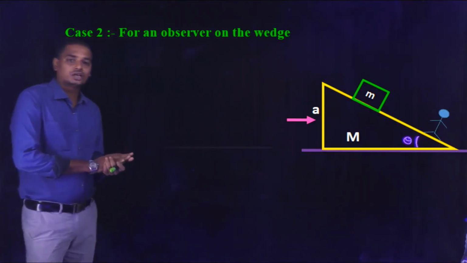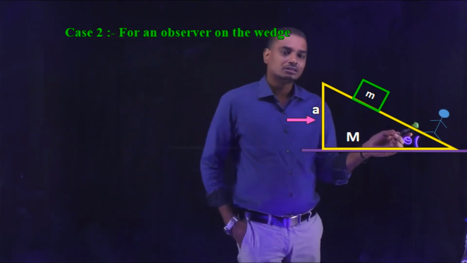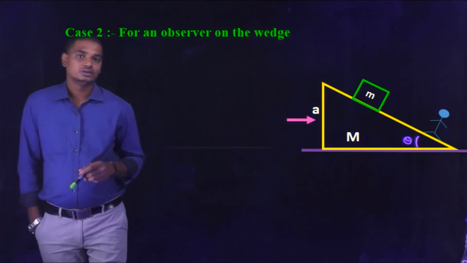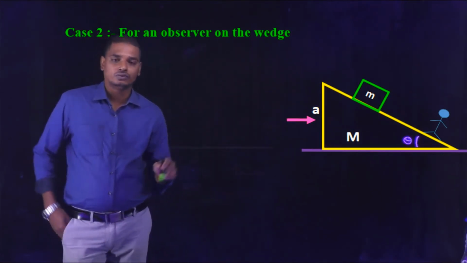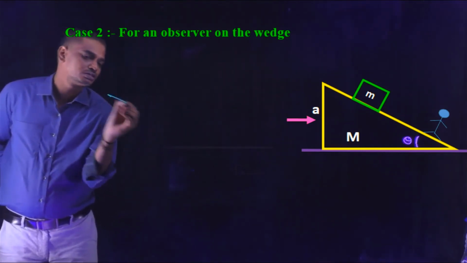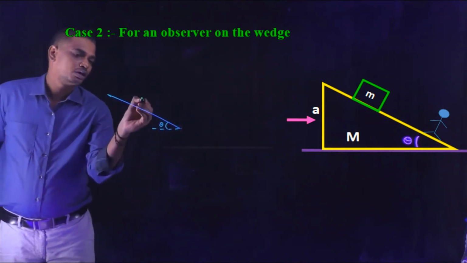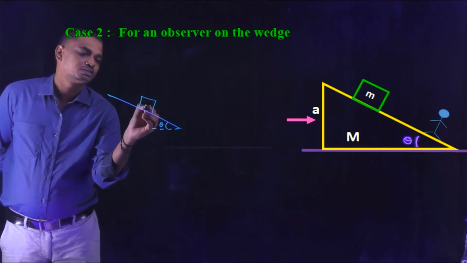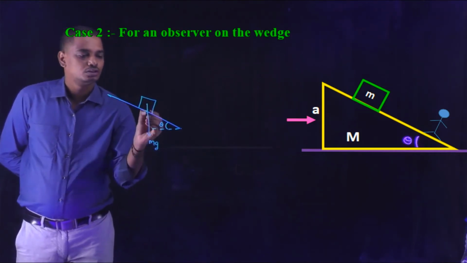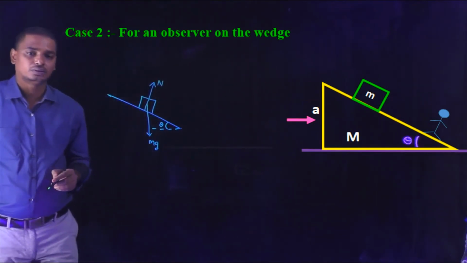Okay students, now let us solve the same problem for an observer on the wedge. You can see here the observer is on the wedge, which means the frame of reference will be a non-inertial frame of reference where we need to consider a pseudo force. So let us draw the free body diagram. This is the inclined plane with the angle of inclination theta and the block of mass m. The weight of the block acts vertically downwards, that is mg, and the normal reaction acts perpendicular to the surface of contact. So this is the normal reaction.